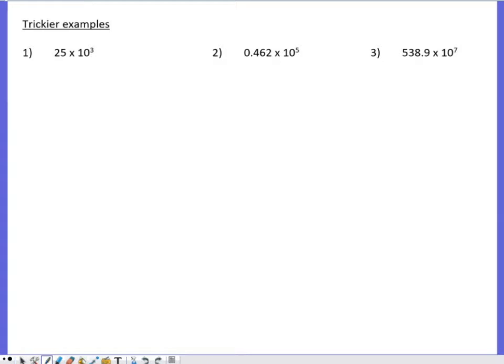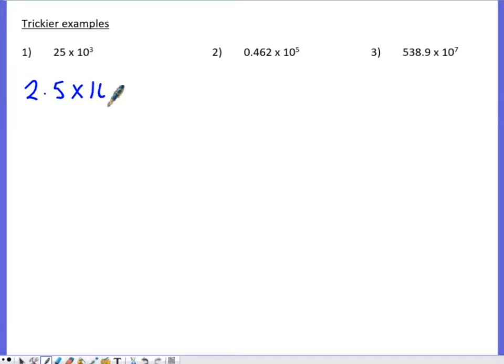These are trickier examples which we're going to write in standard form. Let's take the first one. This looks like it's in standard form, but not quite, because for standard form, this number here would have to be between 1 and 10. So what we're going to do is make the 25 a number between 1 and 10 by putting the decimal point between the 2 and 5. So 25 is the same as 2.5 times 10. That's that bit dealt with.